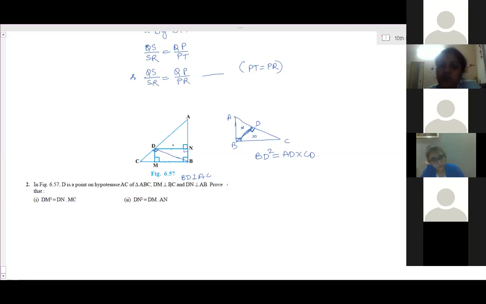Clear? But you have to write the similarity of these two triangles. You can write the reason, no need to show the similarity. Only write the similarity. That means the angle similarity, the two criteria of AA, you are not supposed to show. Now while proving, angle BDC is equal to 90, DM is perpendicular to BC.